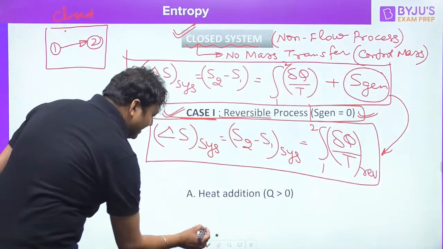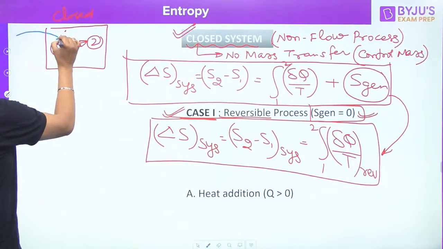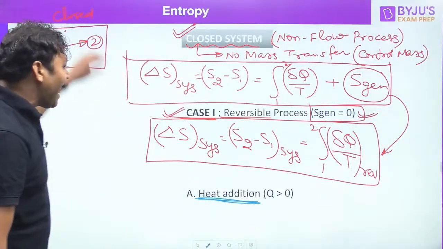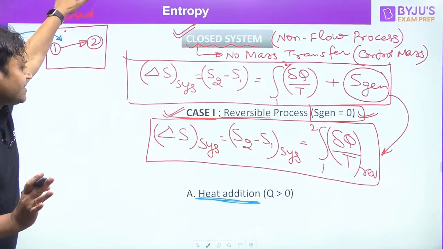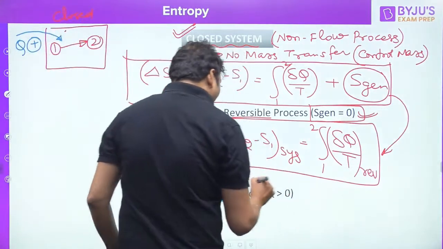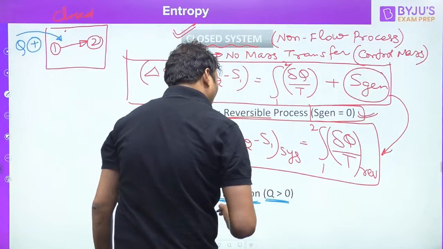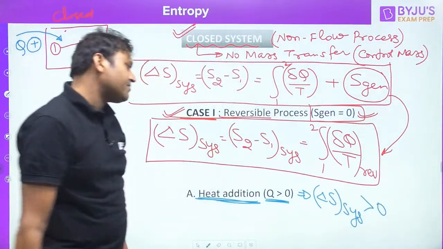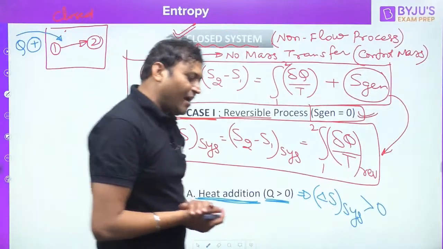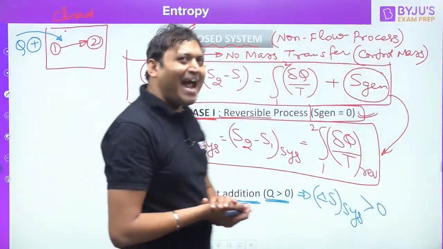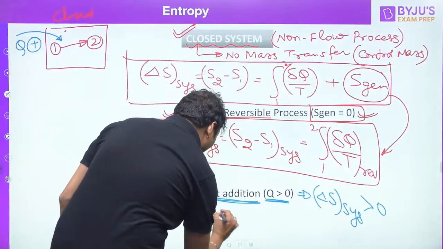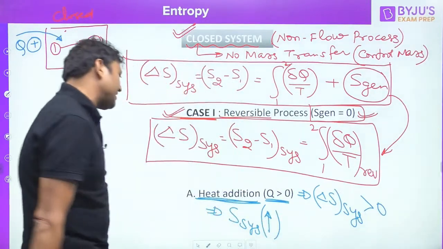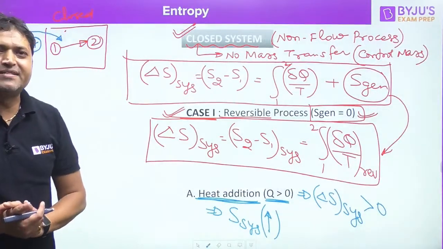Now, during the process, if there is a heat addition to the system, heat added to the system will be positive. During the process, if the heat is getting added to the closed system undergoing a reversible process, Q will be greater than 0. Do you agree? If Q is positive, then do you agree delta S for the system will also be positive? When a closed system is undergoing a reversible process in which heat is added to the system, that will increase the entropy of the system. Do you agree or not? Heat addition process will definitely increase the entropy of the system.